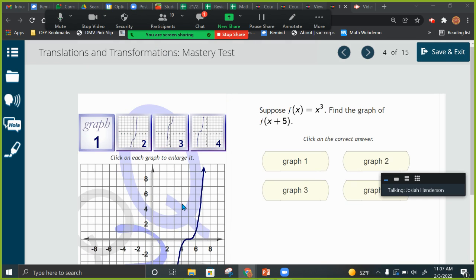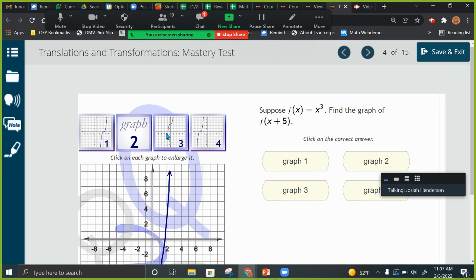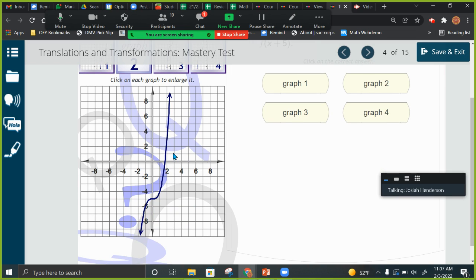So graph 1, I expand that one and see how the blue line is way over to the right? The crossing point on the x-axis is right here at 5. It's between 4 and 6. Right there, it's at 5. So this graph has been moved 5 to the right. Let's look at graph 2. The blue line is way down. It starts right at 0, 0, but it's moved downwards to negative 5.